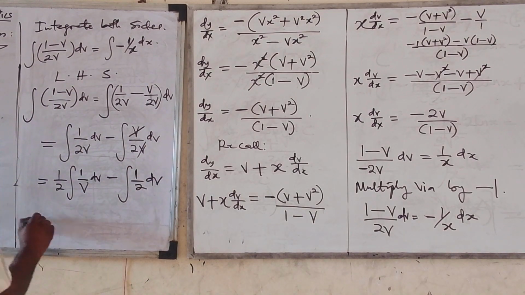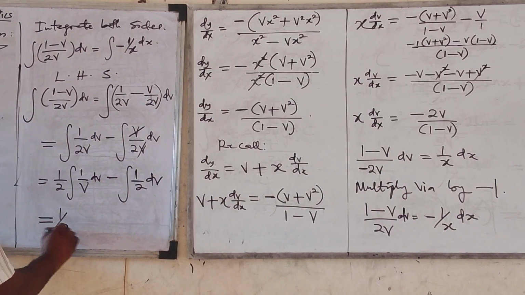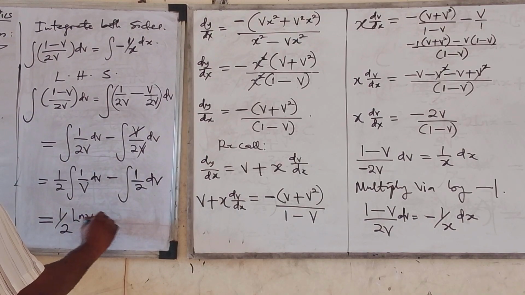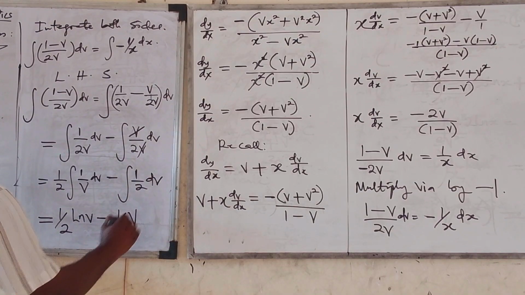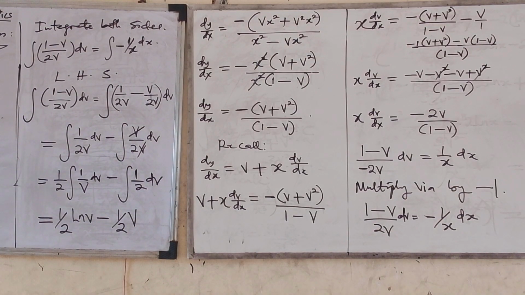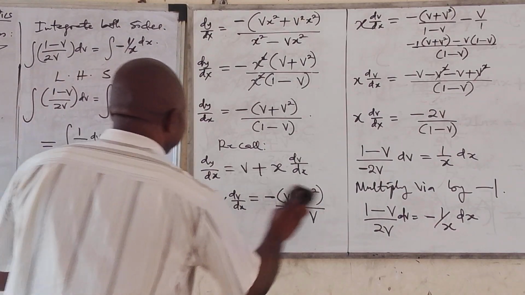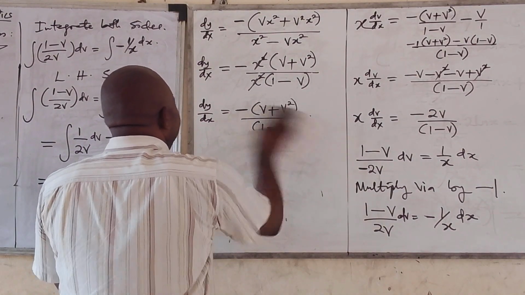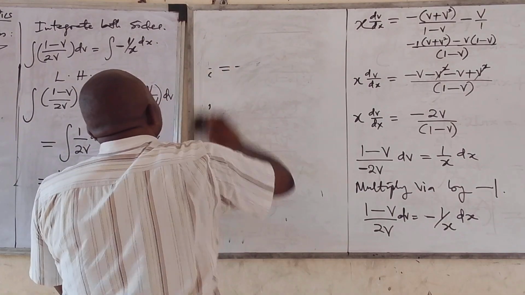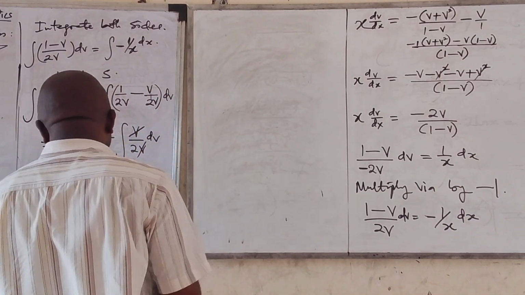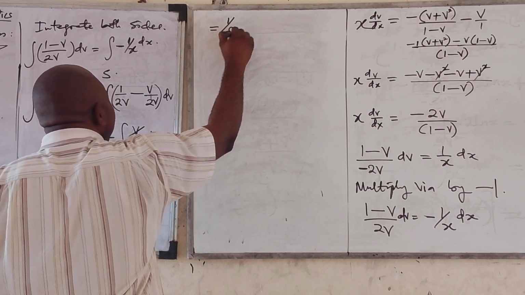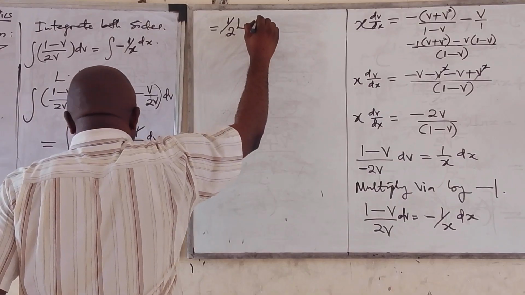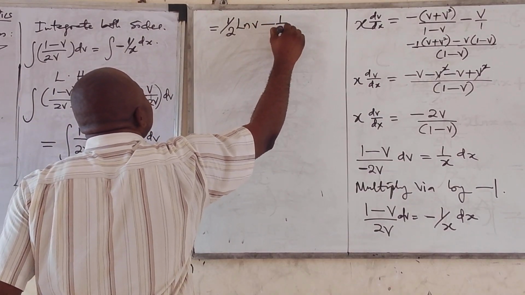So this is equal to 1 all over 2. When you integrate 1 over v, it becomes ln v, minus 1 over 2. When you integrate dv, it becomes v. So at this point, we have 1 all over 2 ln v minus 1 all over 2 v.